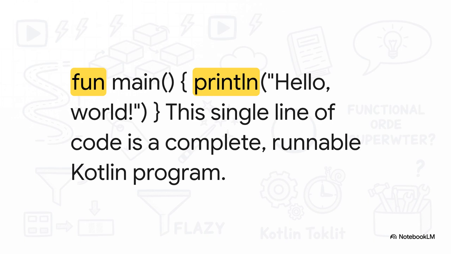And there it is. Look at that. This one little line, that's a complete working Kotlin program. It's awesome. The fun keyword, that's just you telling Kotlin, hey, I'm making a function. We call it main, like we just talked about. And inside those curly braces, we're using another function, println, to get our message on the screen. And boom, you've officially written code that runs. It might seem small, but trust me, this is a huge first step.